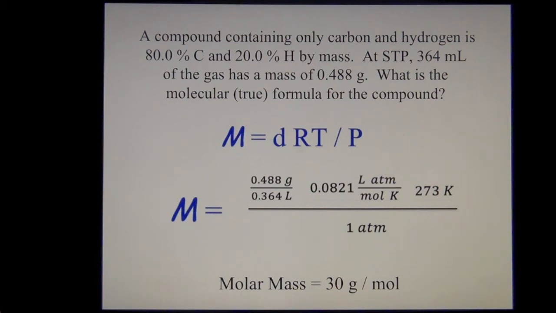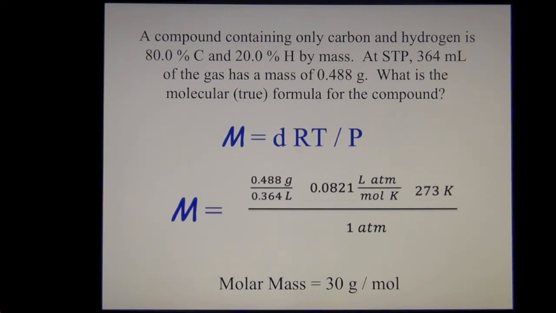Now we need our temperature, and it's stated in the problem that we have STP conditions, standard temperature and pressure. Standard temperature is 273 Kelvin, and then we divide everything through by our pressure, which is also standard. Standard pressure in atmospheres is 1 atm. So you do the math here, and you're able to calculate that the molar mass of this gas, based on the information provided, is 30 grams per mole.